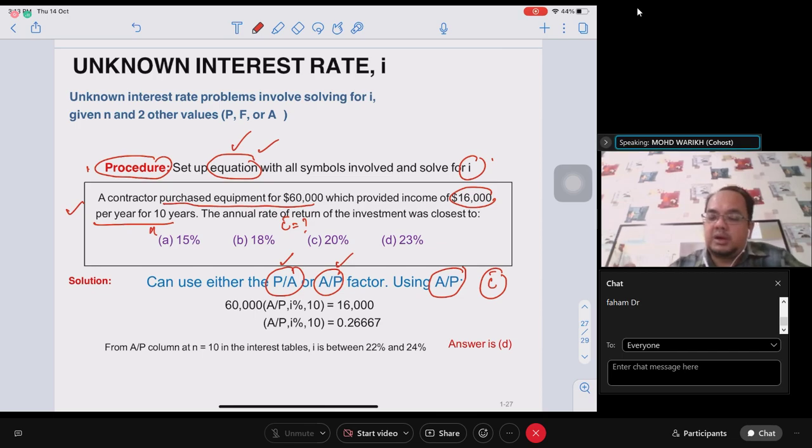So A over P. That means A equals P times the A over P factor at i. This means that A is 60,000.